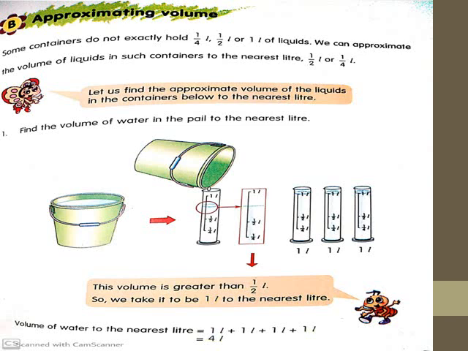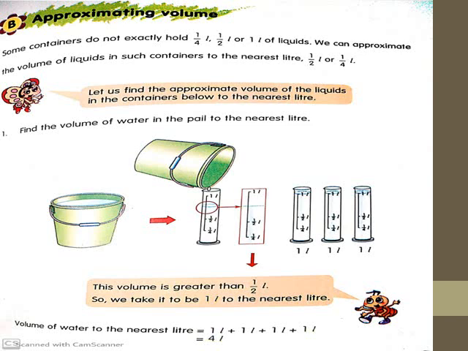So I can say that 1 plus 1 plus 1, 3 liters are there, but the fourth one I don't know. So for that I will approximate it. I will see that if the volume of water is greater than half liter, I will consider it as 1 liter, and if it is less than half liter, I will consider it as 0 liter. Why? Because I am approximating it to the nearest liter.